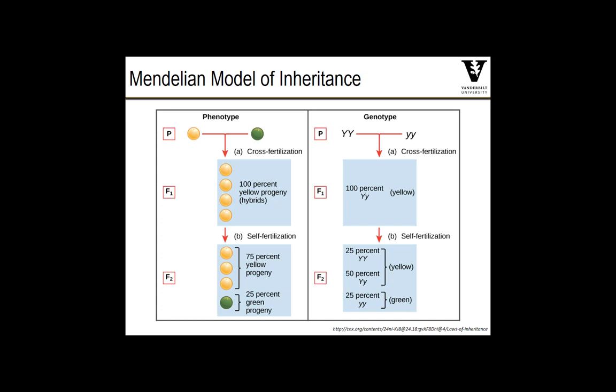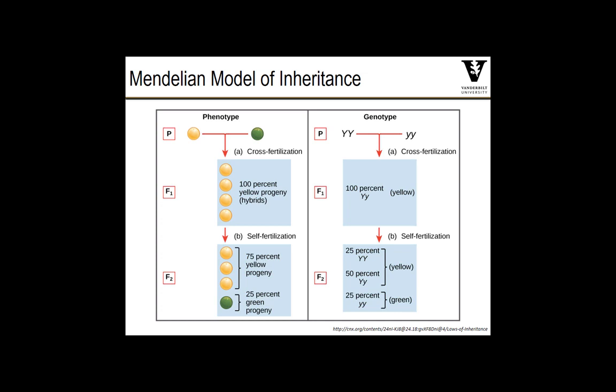Unfortunately, this can't completely describe what he saw, because there's no reason to expect that sometimes these two Ys wouldn't show up down here, right? There's no reason to expect that it would always be this, because you need two genes, you need two alleles, so why can't these two alleles travel together?